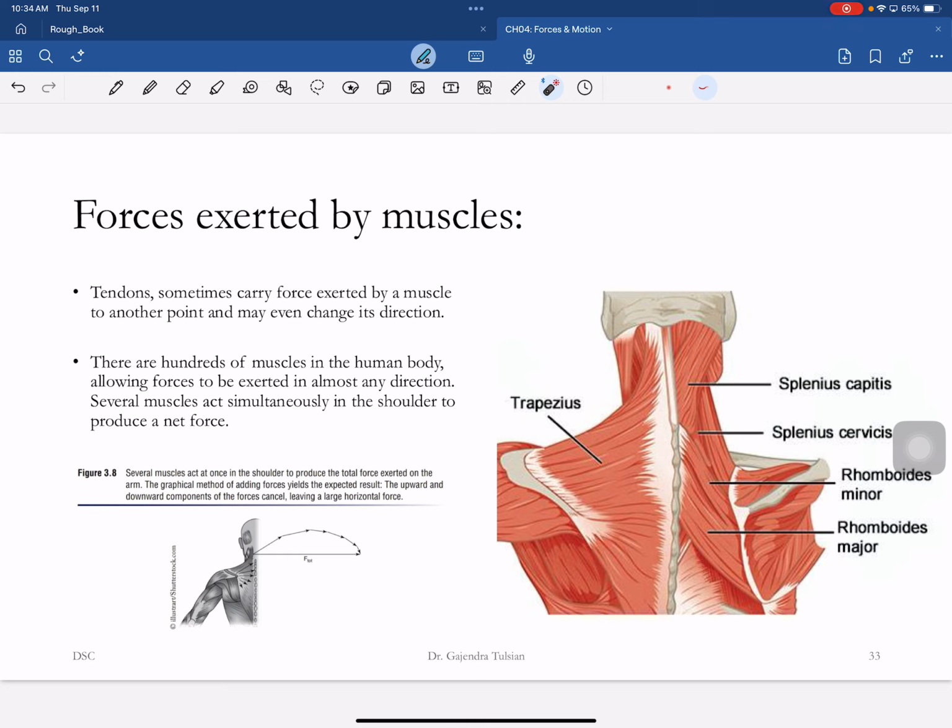So again, there are hundreds of muscles in the human body allowing forces to be exerted in almost any direction. If you had just 2 or 3 muscles, you could only apply forces in very few directions. So for versatility is why you have so many different muscles.